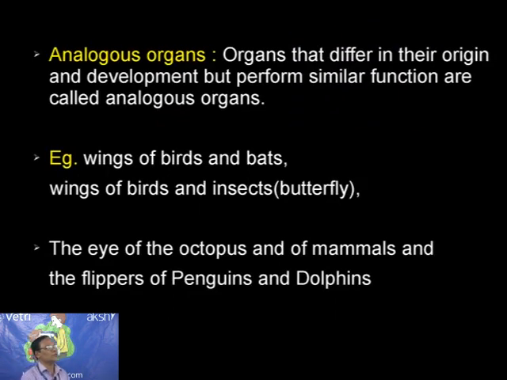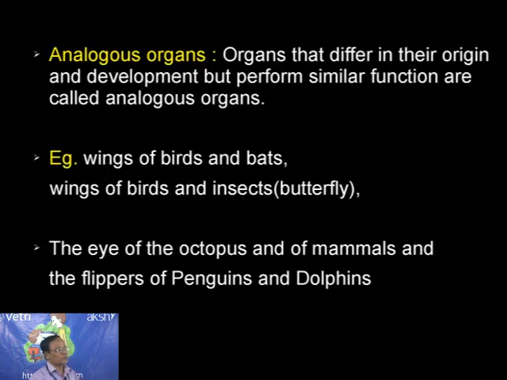Now, in contrast to the homologous organs, in homologous organs, you know that one, same origin, more or less the same built pattern of structures, but functions different. So, in opposite to that of homologous organs, we have the analogous organs, those organs which are different in origin. Here the origin is different. The organs that differ in their origin and in development, but perform similar functions, are called analogous organs.